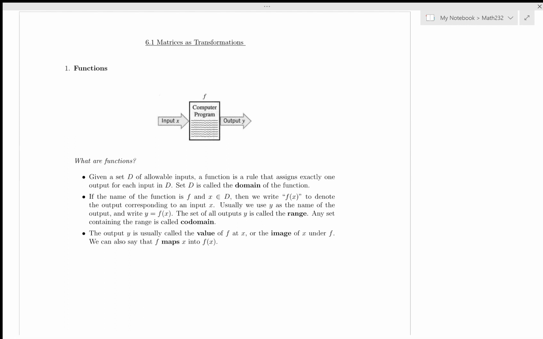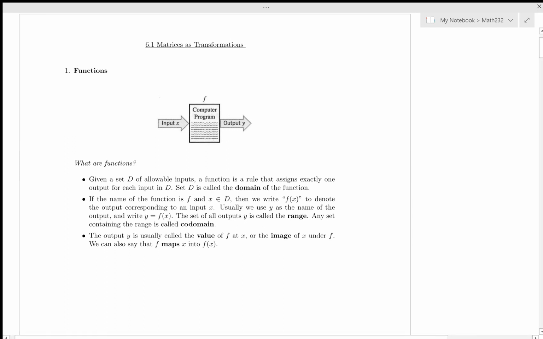My name's Brenda. So we're now looking at section 6.1, seeing matrices as transformations. We're going to introduce yet more vocabulary. Let's just make sure that we have the idea of a function, and possibly we're going to have some more vocabulary than we have had surrounding this before.